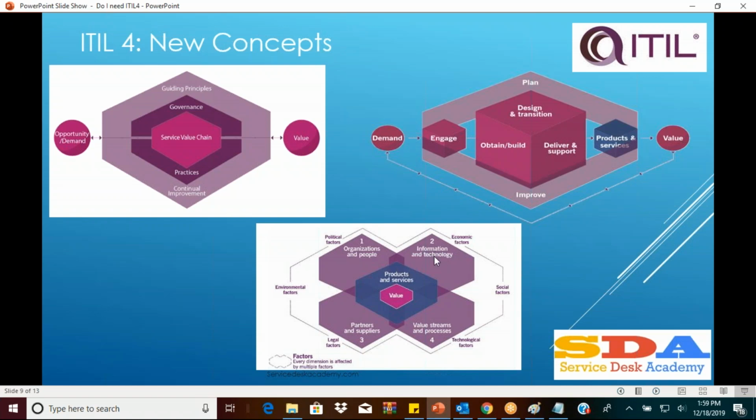Right? And why is information and technology clubbed together? Because this information sits in the technology. So that's the reason why information and technology is put into one dimension.